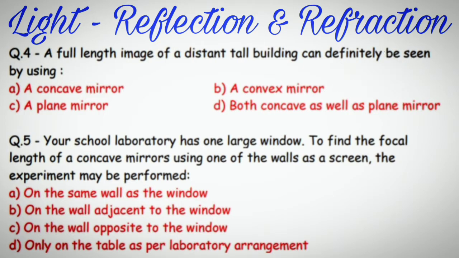Next question comes here. Your school laboratory has one large window. To find the focal length of a concave mirror using one of the walls as a screen, the experiment may be performed. Option A on the same wall as the window. Option B on the wall adjacent to the window. Option C on the wall opposite to the window. Option D only on the table as per laboratory arrangement. And the correct answer is only on the table as per laboratory arrangement.